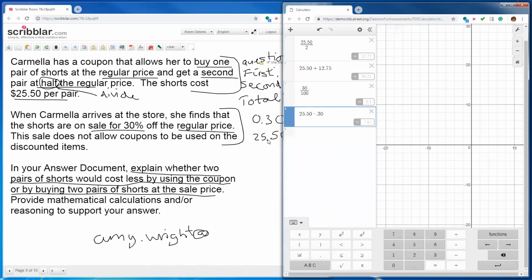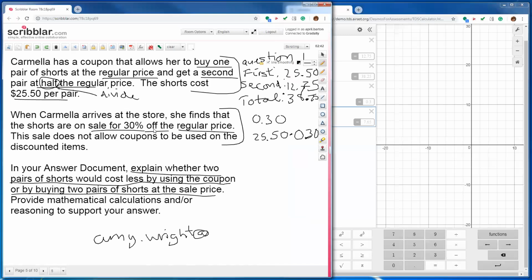Okay, now that doesn't tell you the cost of the shorts. That $7.65 is how much you take off. The word off is key here. So if that's how much you take off, how do we find the actual cost of the shorts? You're going to have to take the actual cost, which is $25.50, and then I don't know if you would subtract. What do you think, Kelly? Subtract or divide?